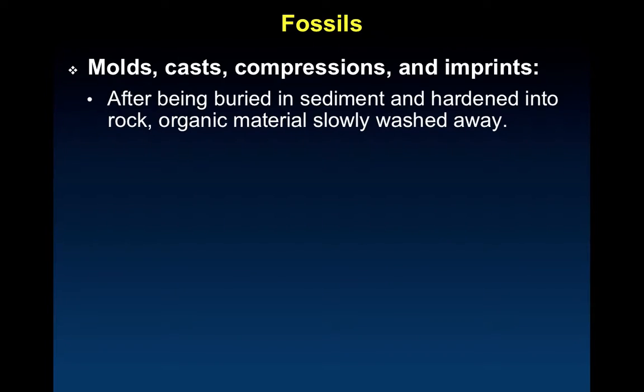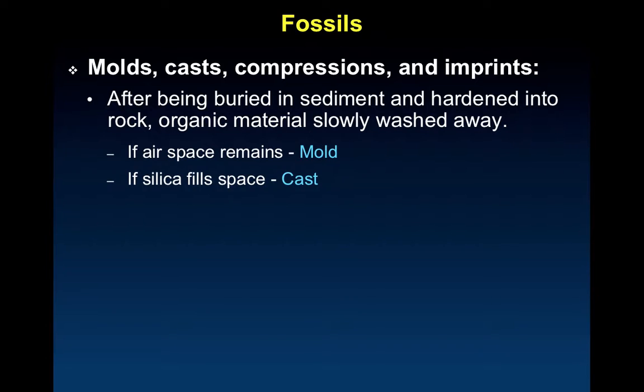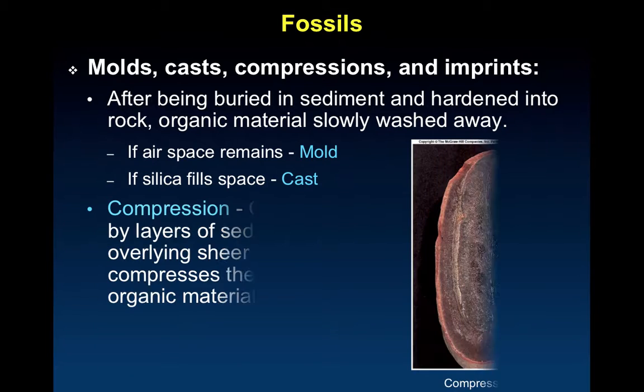And so there's a whole bunch of different types of fossils, and every book kind of cuts them up a little bit differently. But your book says there's molds, casts, compressions, and imprints. Basically, after a fern or a plant is buried in sediment, the sediment hardens into rock, the organic material is washed away, but the imprint of that plant is left as rock now. If there's air spaces still in that rock, that's called a mold. If silica fills that space, it's called a cast.